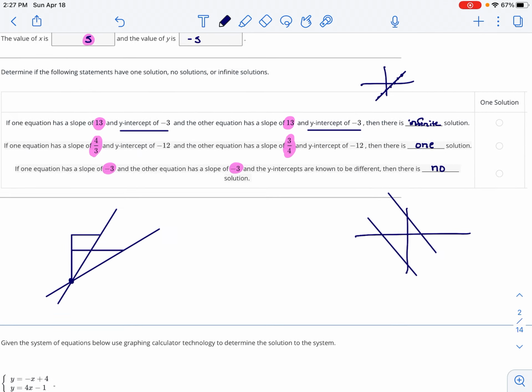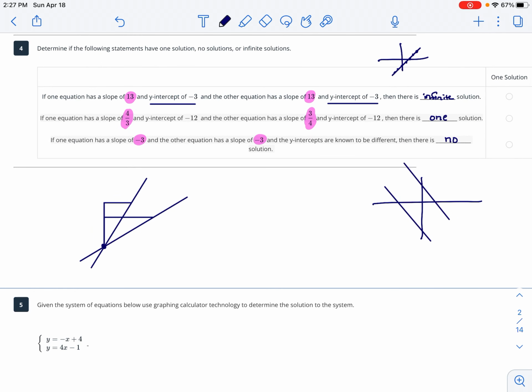So definitely try and picture what's going on if you haven't yet memorized that, oh, different slopes means one solution. And rather than memorizing it, try and just picture it maybe. That might lead to a higher success rate for some of you guys.